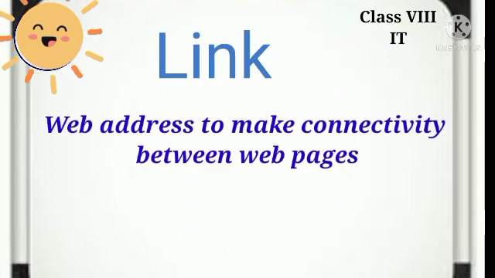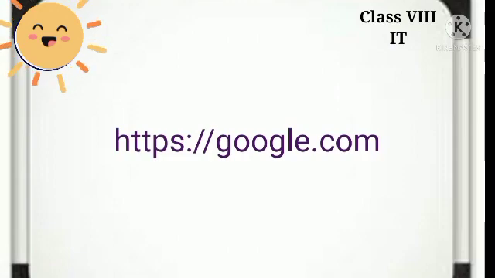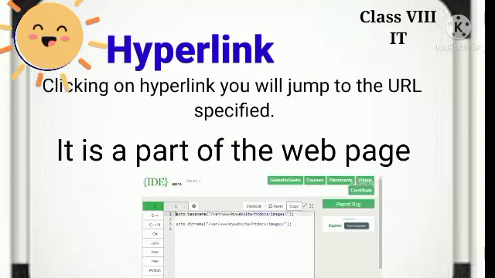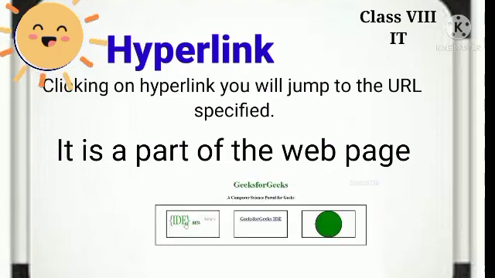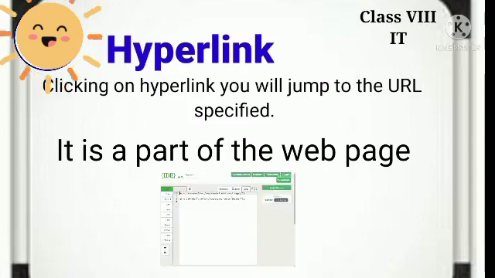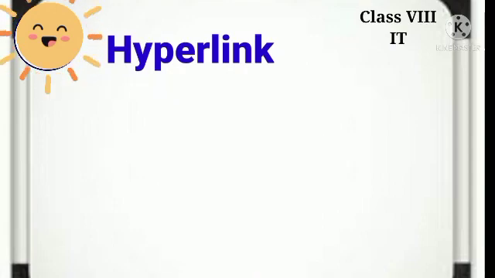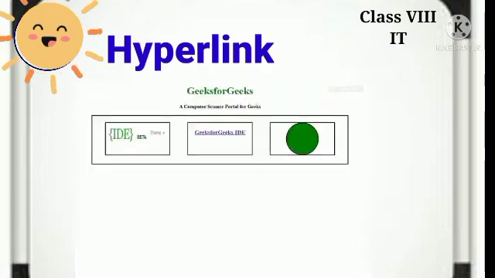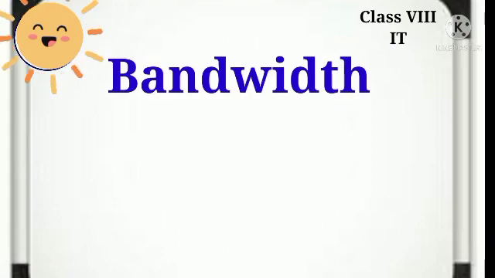Next is link. A link is the web address to make connectivity between web pages. The web address is called the link. https://google.com is an example of a link. Next is hyperlink. If we click the hyperlink, we will jump to the URL specified. See in this example, it is going to some other location. When we click the hyperlink, it goes to some other location. That's the purpose of a hyperlink.